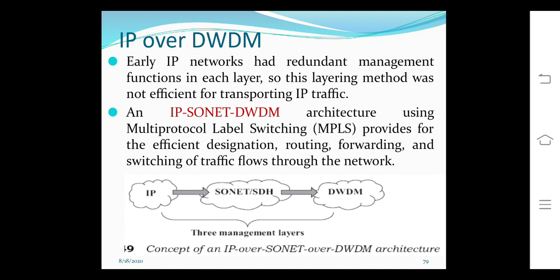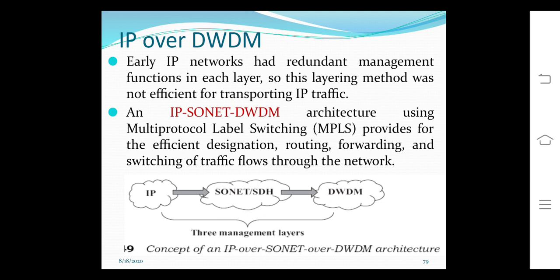Next is IP over DWDM. Early IP networks had redundant management functions in each layer. This layering method was not efficient for transporting IP traffic. So an IP SONET DWDM architecture using multi-protocol label switching, that is MPLS, provides for the efficient designation, routing, forwarding and switching of traffic flows through the network. So it will help in finding the route and forwarding the packet.